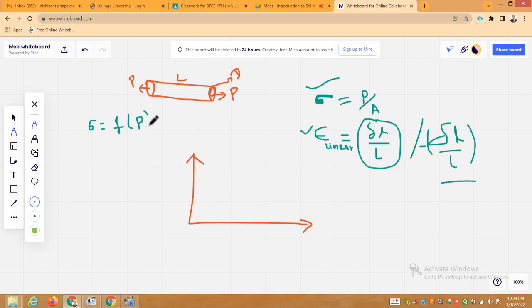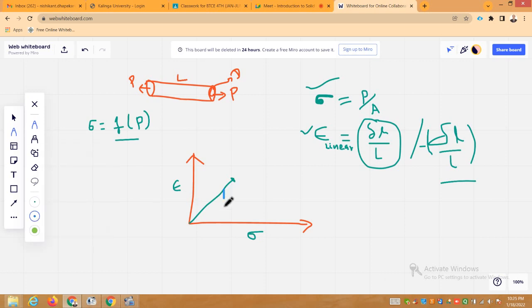So because of these stresses, because of these loads, stresses will be developed, and because of the stresses, this rod will get broken into pieces. Initially, if you try to plot the stress developed versus strain, you will get a straight line. This straight line indicates that stress is directly proportional to strain.